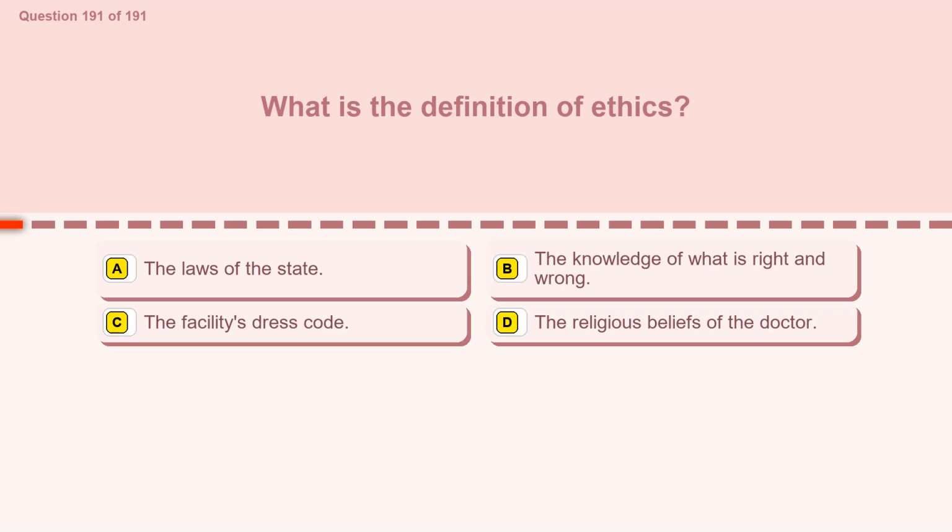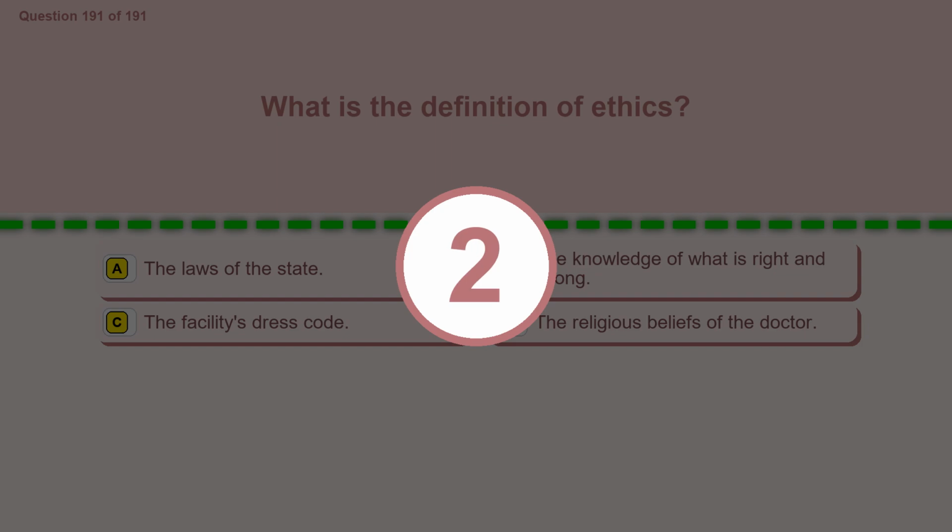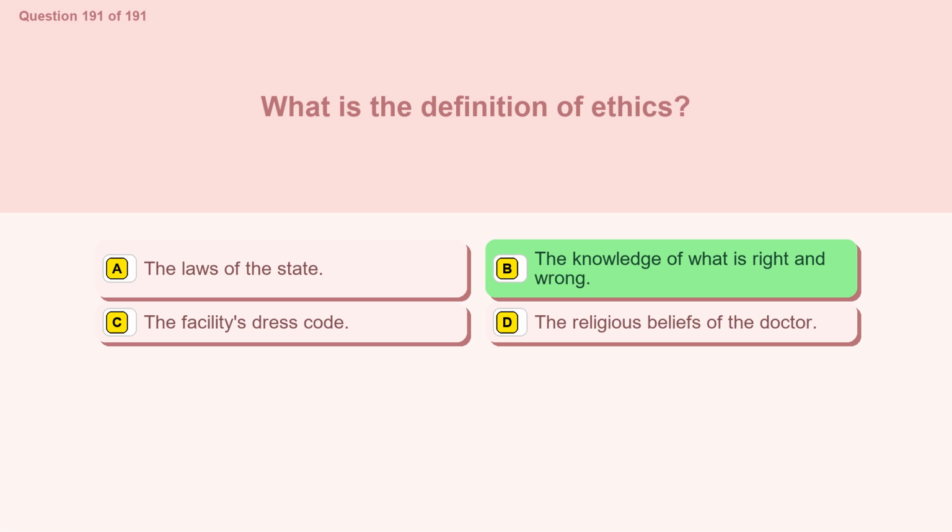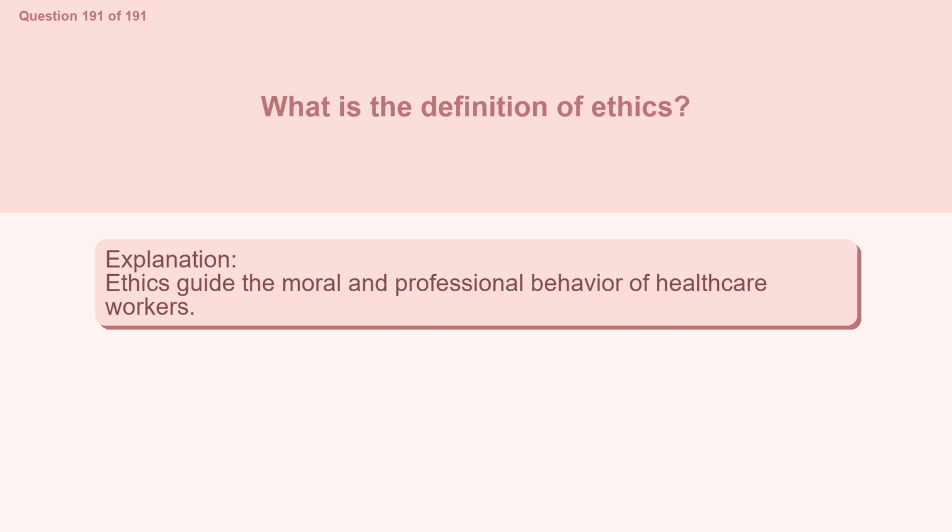Question 191. What is the definition of ethics? Option A, the laws of the state. Option B, the knowledge of what is right and wrong. Option C, the facility's dress code. Option D, the religious beliefs of the doctor. The correct answer is option B, the knowledge of what is right and wrong. Ethics guide the moral and professional behavior of healthcare workers.